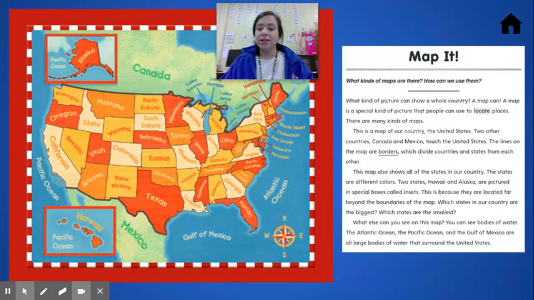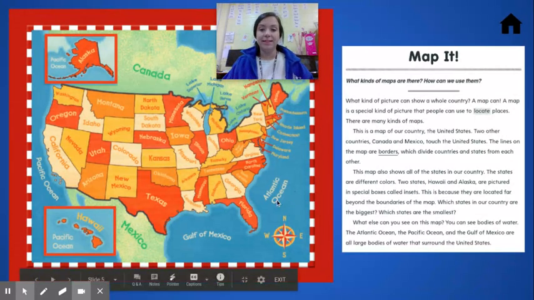Which states in our country are the biggest? Which states are the smallest? What else can you see on this map? You can see bodies of water, the Atlantic Ocean, the Pacific Ocean over here, and the Gulf of Mexico right here.